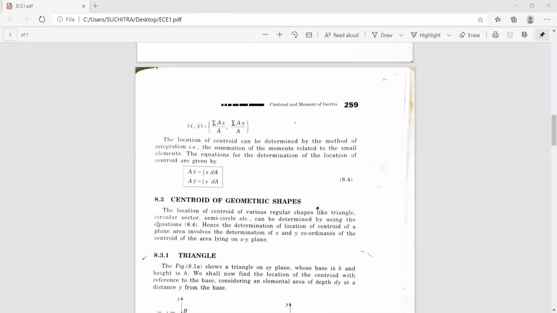In our engineering applications, we come across many irregular or regular shapes like triangles, circular sector, semicircle, and quarter circle. These can be determined by the method of integration. Hence, the determination of the location of the centroid of a plane area involves the determination of x and y coordinates of the centroid of the area lying on the xy plane.